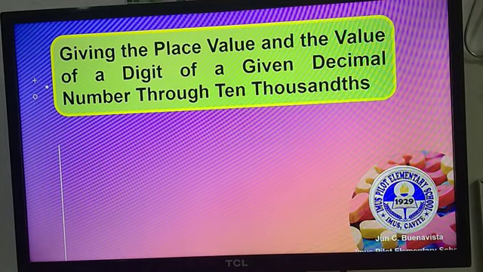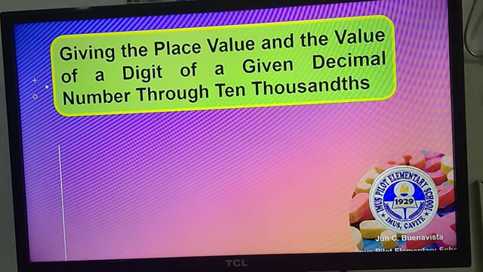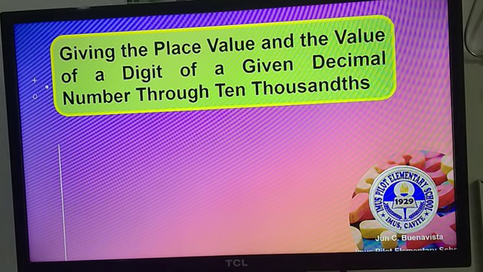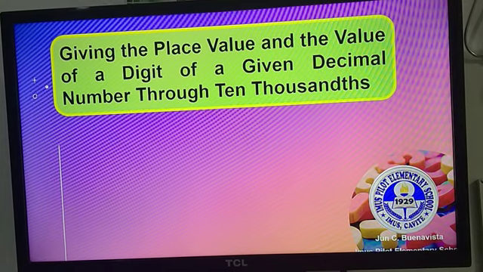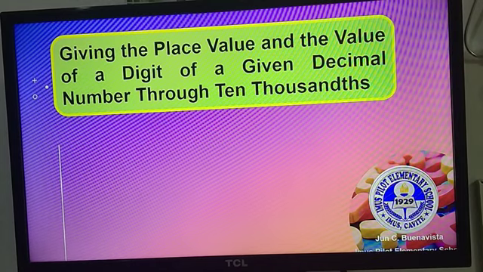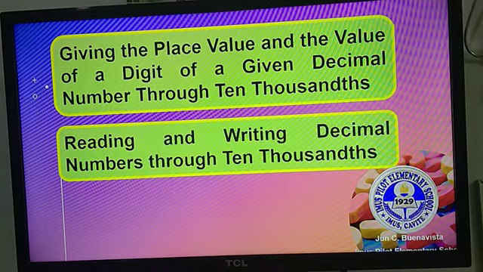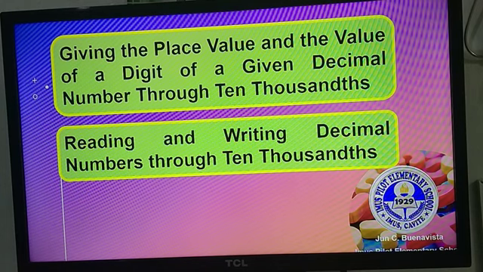So this morning, our lesson is all about giving the place value and the value of a digit of a given decimal number through 10,000. So we are now in the decimal number. When we say decimal number, this number starts with the tens. Let's say deci, it means 10. For every 10. Then, we are going also to read and write decimal numbers through 10,000. So that is our lesson for this morning.